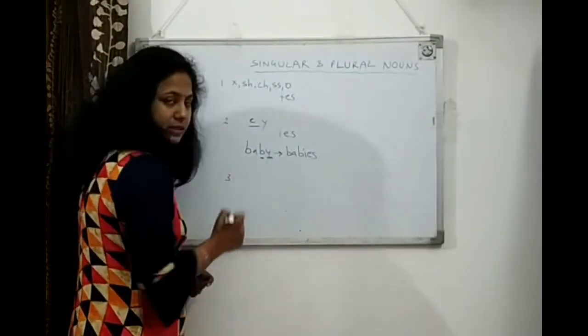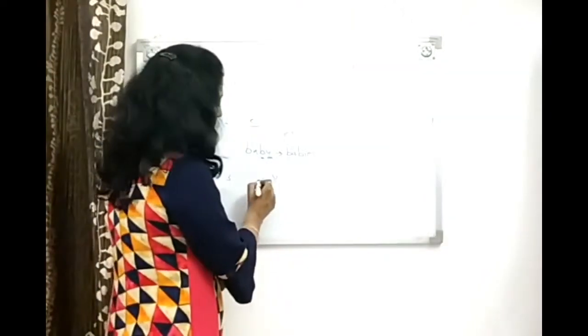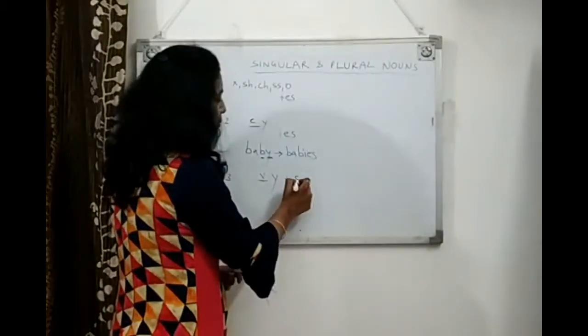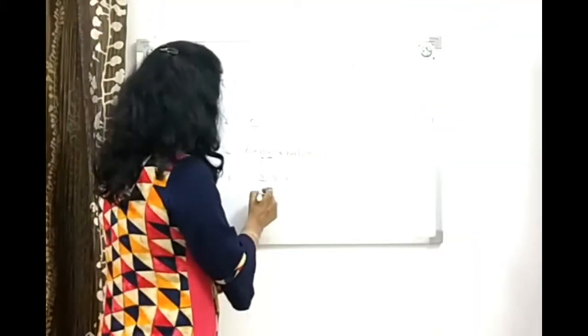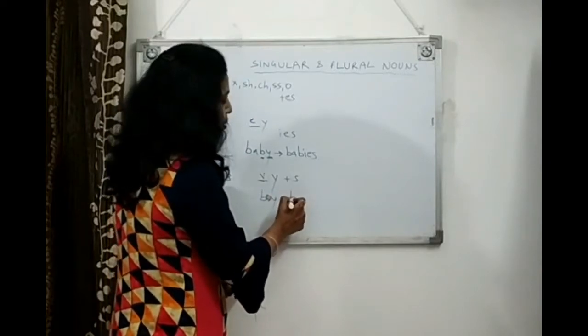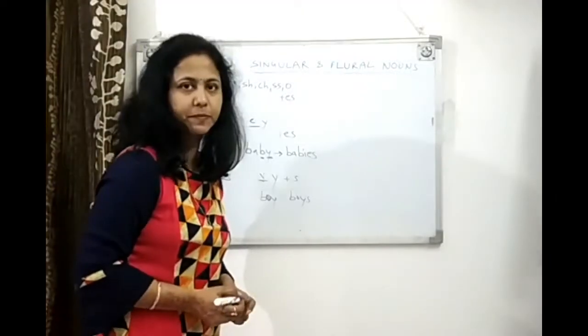Then the third rule is if the last letter is y and there is a vowel before it, then we simply put s after it. Example, boy, plural of boy is boys. Here we do not replace it with ies.